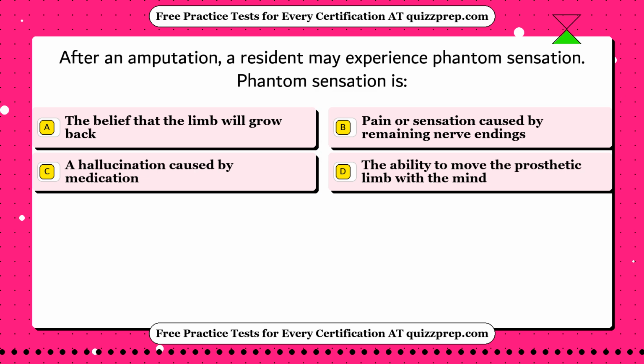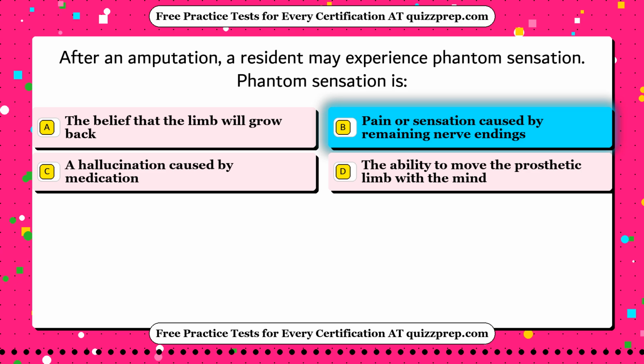After an amputation, a resident may experience phantom sensation. Phantom sensation is: Option A, the belief that the limb will grow back. Option B, pain or sensation caused by remaining nerve endings. Option C, a hallucination caused by medication. Option D, the ability to move the prosthetic limb with the mind.